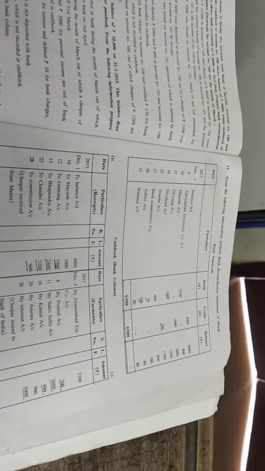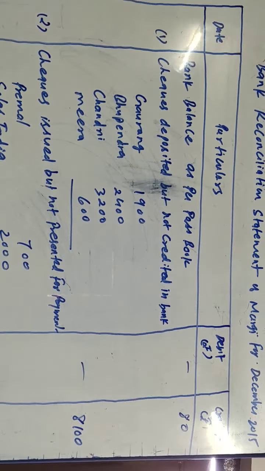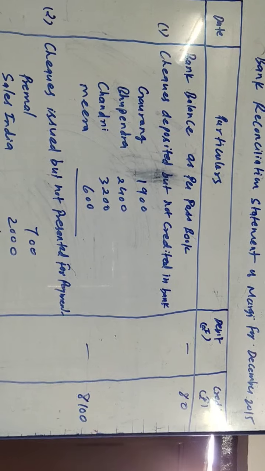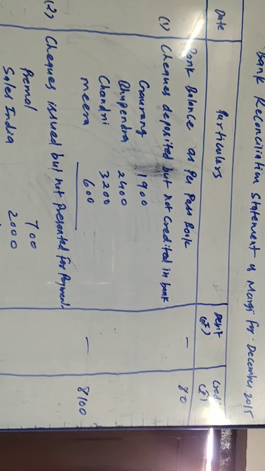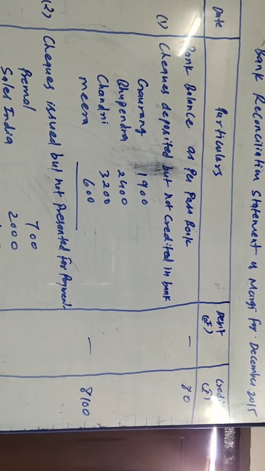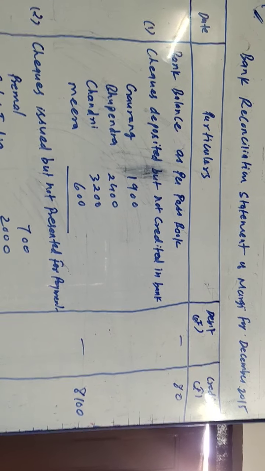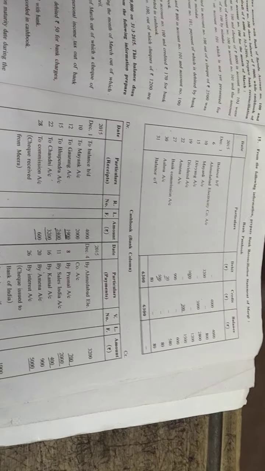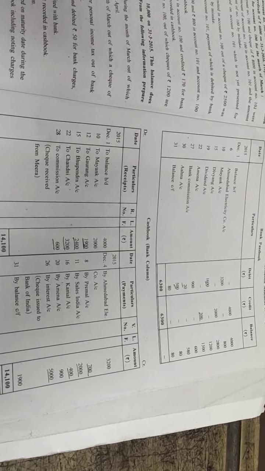So here it is: checks deposited but not credited in bank, Gaurang 1900, Bhupendra 2400, Chandini 3200 and Meera 600, total amount 8100 at the credit side of our BRS. Okay, so our debit side of cash book is over.